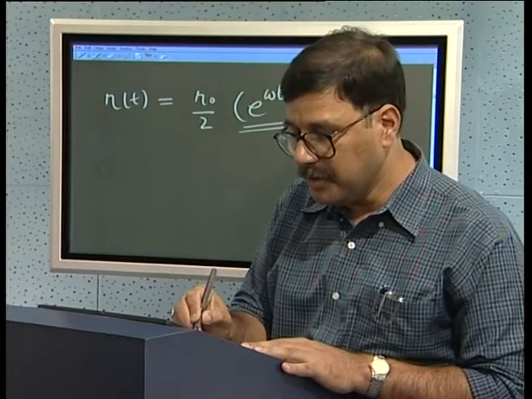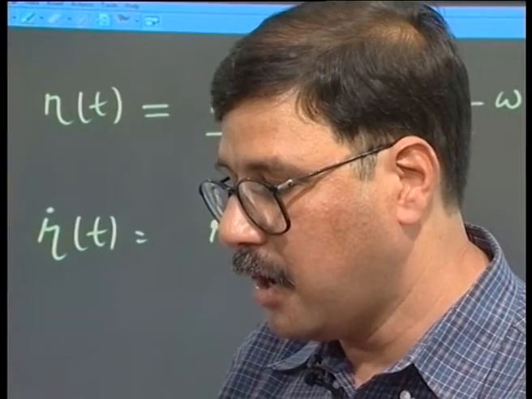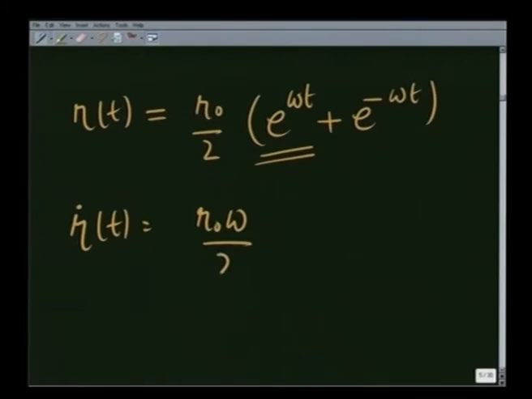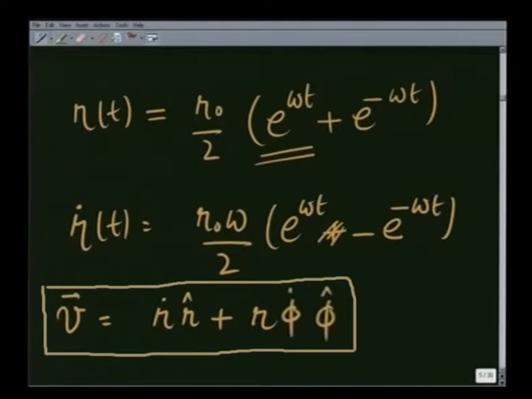How about the velocity in radial direction? It is going to be equal to r naught omega divided by 2 times e raised to omega t plus, well, when I differentiate, minus e raised to minus omega t. The general velocity v is going to be r dot in the r direction plus r phi dot in the phi direction, and you can substitute the values and find the general velocity.